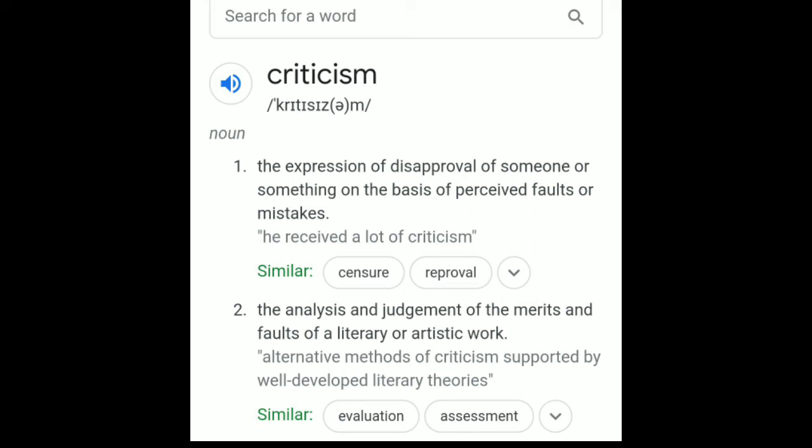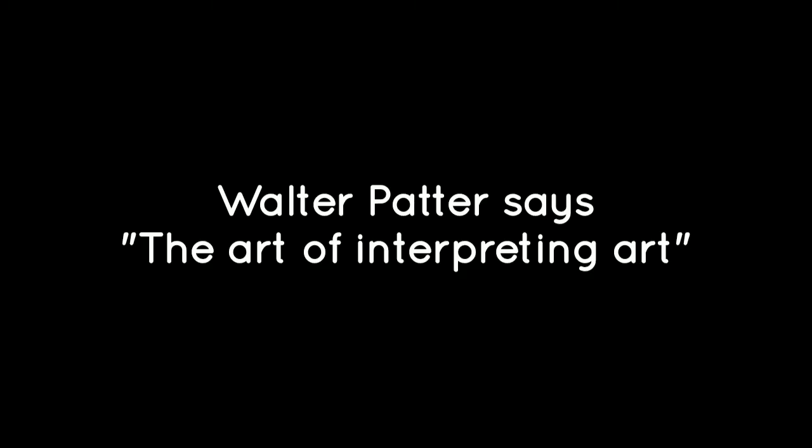Criticism, in the words of Walter Pater, is the art of interpreting art. It serves as an intermediary between the author and the reader by explaining one to another. The critic explains the full meaning and value of the work.